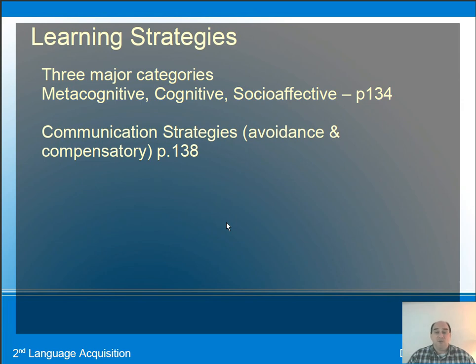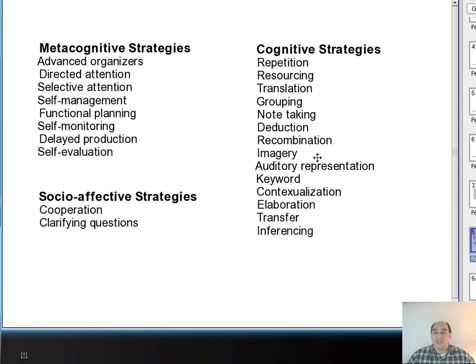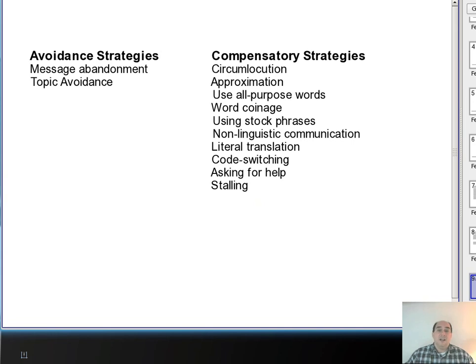There are also communication strategies, and he's listed two here. Avoidance strategies and then compensatory strategies. I'll take a quick look at this list here. The avoidance strategies, message abandonment. You're trying to convey a message, but it can't be done. Okay, well, ambiguity fits in. You say, okay, I give up. I'm not going to worry about it now. I'm not going to get frustrated.